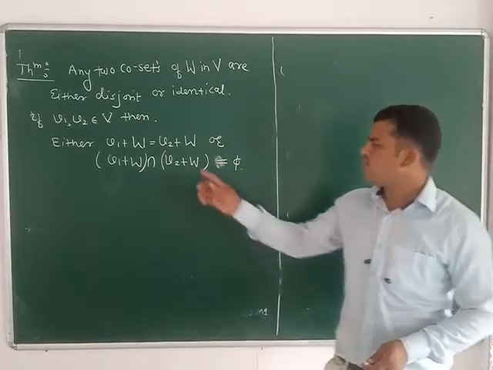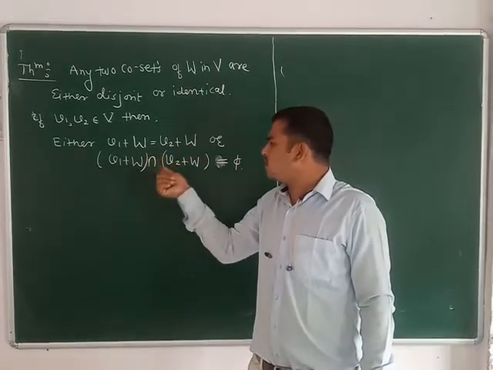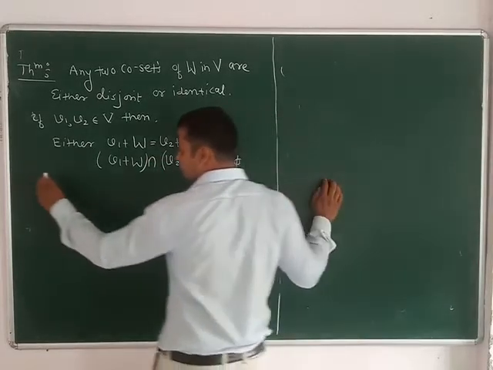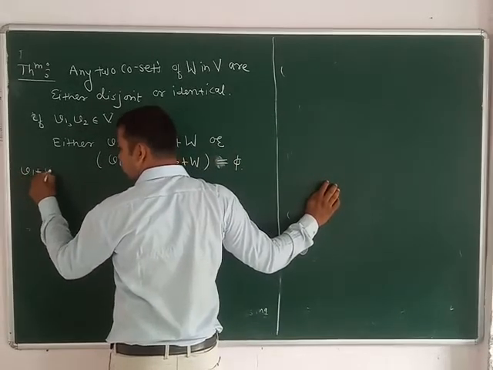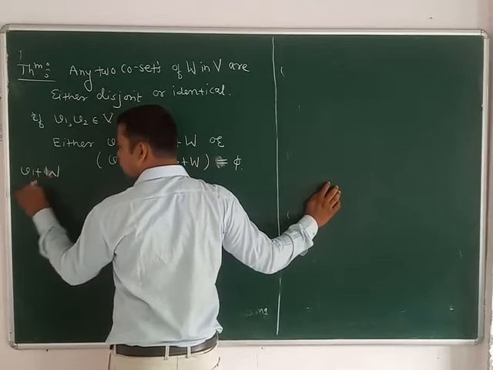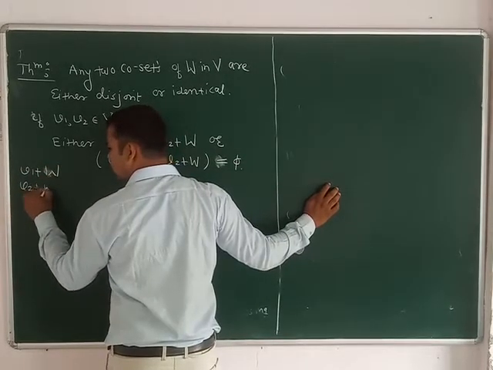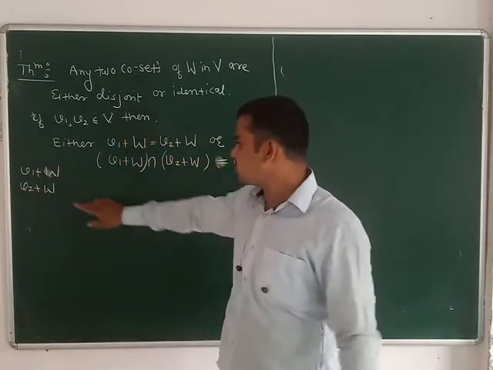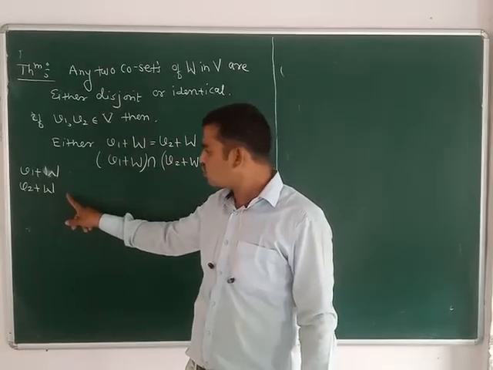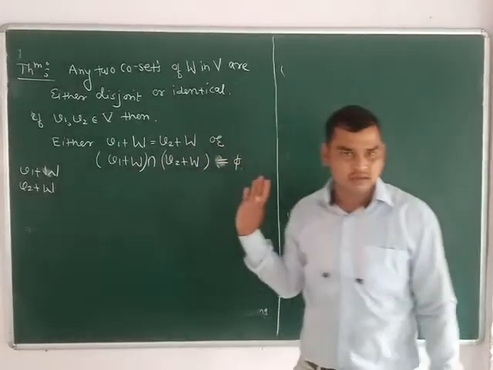That is, if at least one element is common to these two cosets, P1 plus W and P2 plus W, then they are equal.